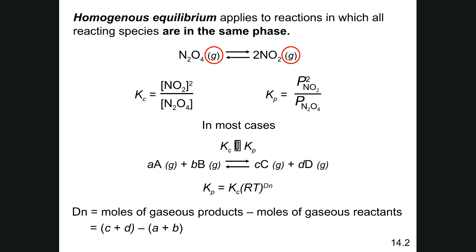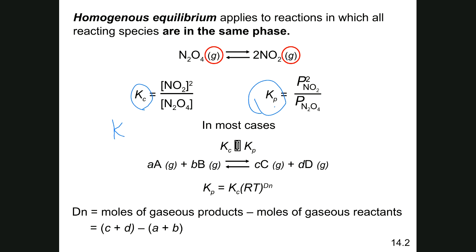If we have gas in the reactant and product, we can express the equilibrium based on the pressure of the gas of reactants and products. That K is called Kp, which is the equilibrium expression based on pressure. Kc is for gas molecules, because if we have an aqueous solution, we don't have to express the Kc.